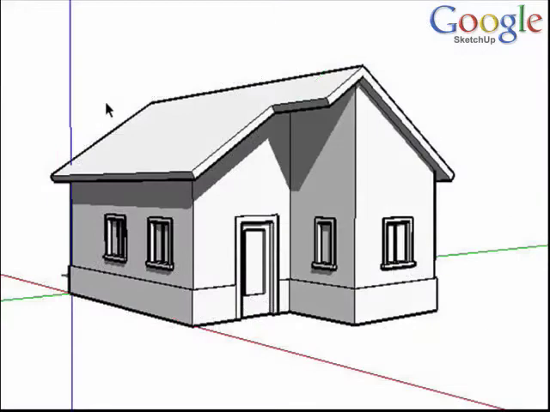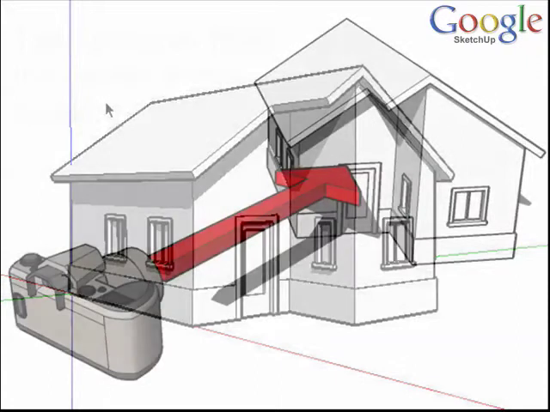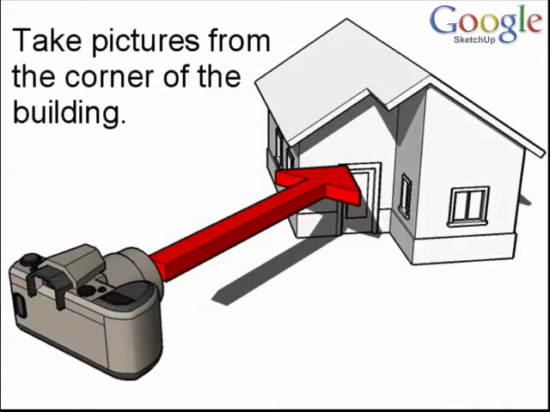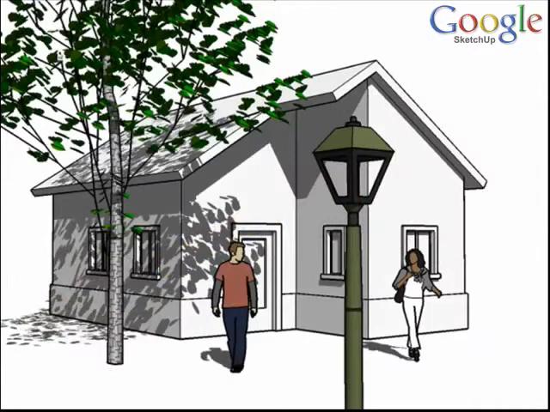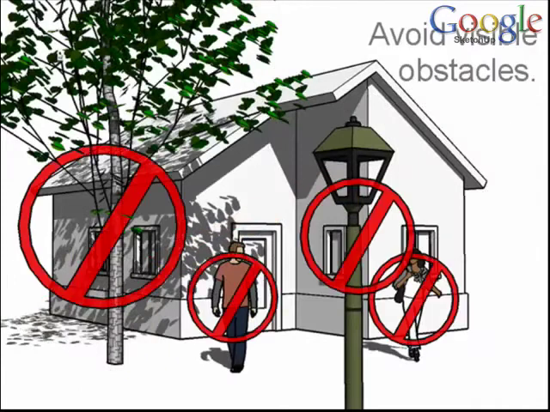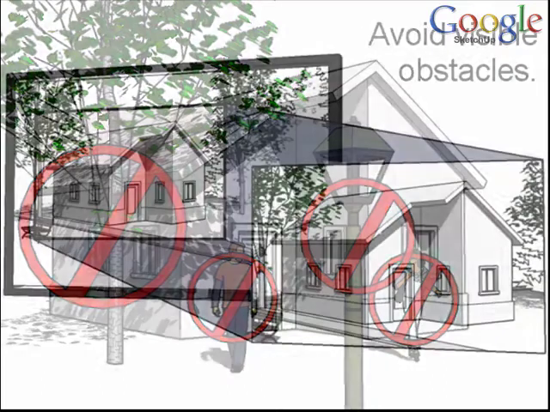When you're taking or considering pictures for matching a photo, be sure to follow these guidelines. Try to take the images from the corner of the building so you get a good view of both sides of the building. Try to get a clear picture of just the building without trees or other visible obstacles in the way. Also, any image you use must not be cropped.